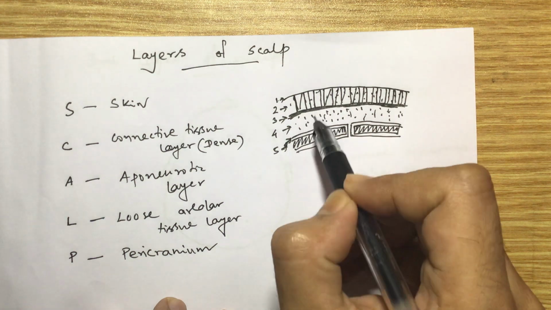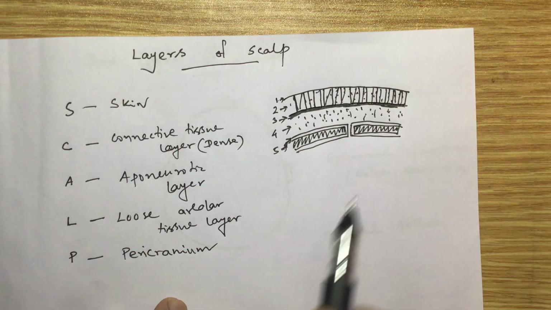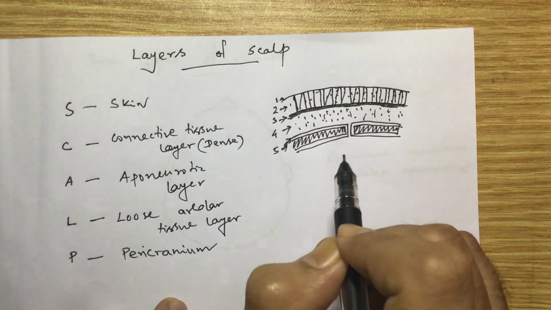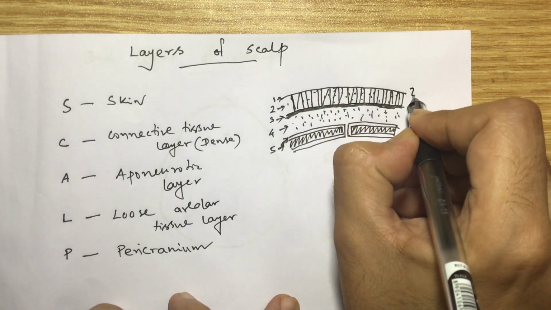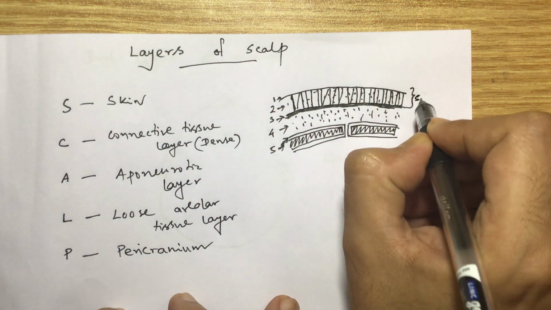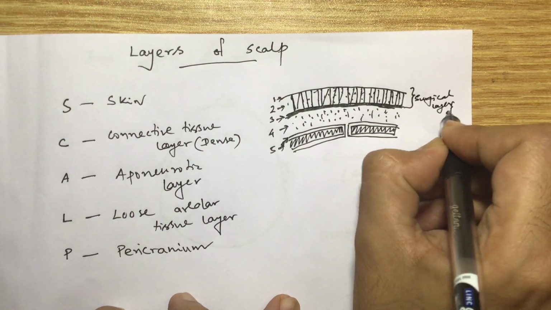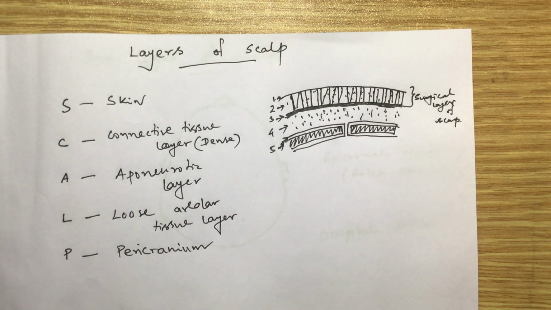As these fibrous septa extend from the skin to the third layer, these three layers are fixed together. They can't be separated. That's why these three layers are collectively known as the surgical layer of scalp. And these three layers move over the other layers of the scalp.